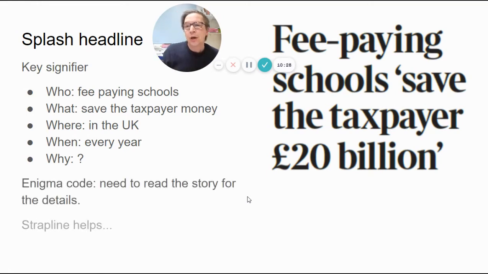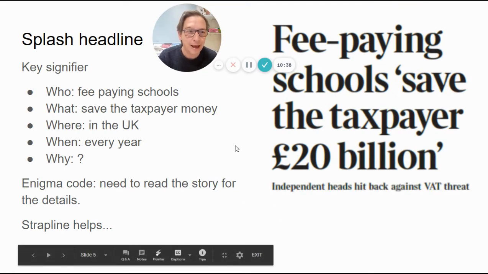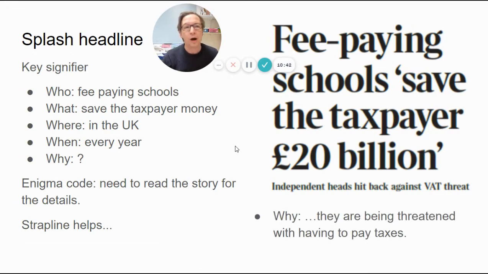Now, we do have a strapline afterwards which does help us to understand and contextualise this story in a bit more detail. So, for example, independent heads hit back against the VAT threat. Okay, so now we've got our why. They're saying, hang on a minute, don't tax us. We save the taxpayer £20 billion. Now, presumably, that's because by people sending their children to independent schools and paying for that, that means that the government doesn't have to pay for them to go to state schools.